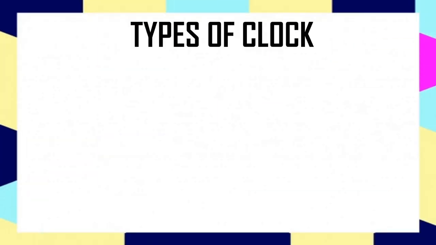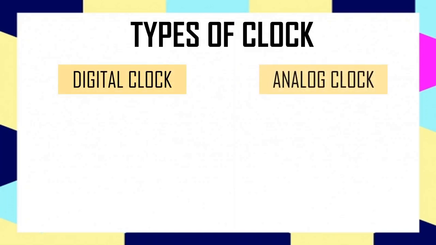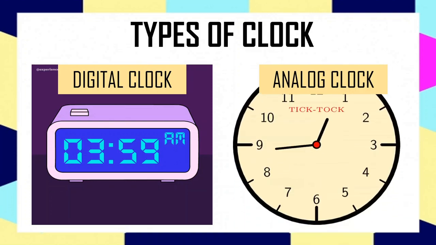And we have two types of clock, the digital clock and an analog clock. This is a digital clock. It has a colon to separate the hour from the minutes, while an analog clock, or sometimes a wall clock, has numbers from 1 to 12.